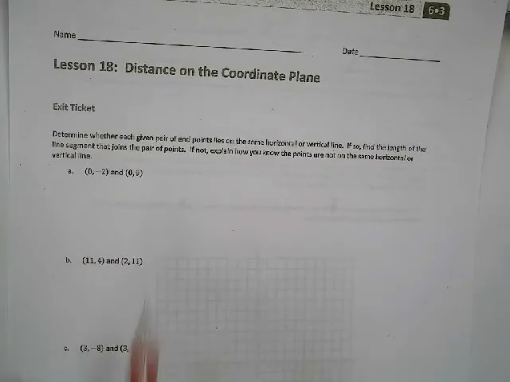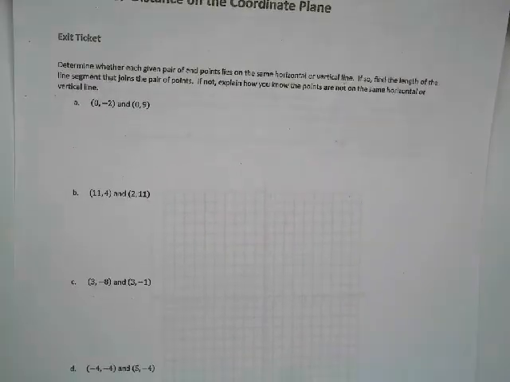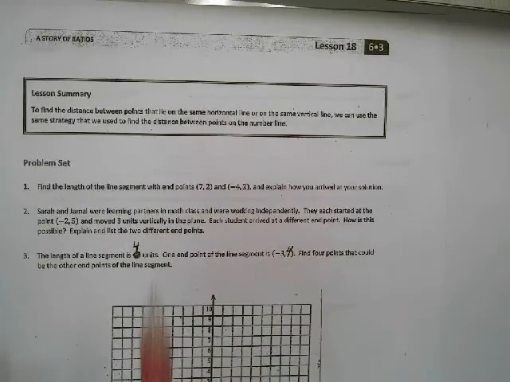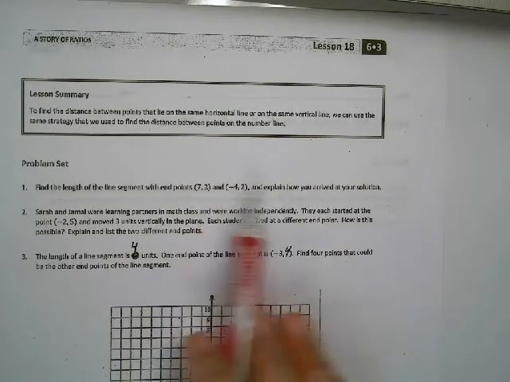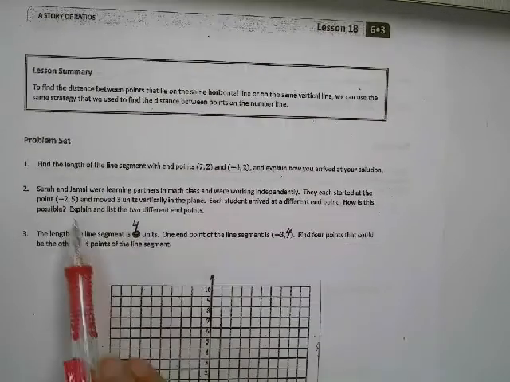Today's assignment, you are going to be practicing those same things. For the exit ticket, you are going to find the distance between the points and then tell if it is vertical or horizontal. So that's exactly like what we just practiced in the exercises. And then in the problem set, for number 1, find the distance between the points and then explain how you know how to do that. So again, those are right there in your notes. You can write that out exactly from your notes.